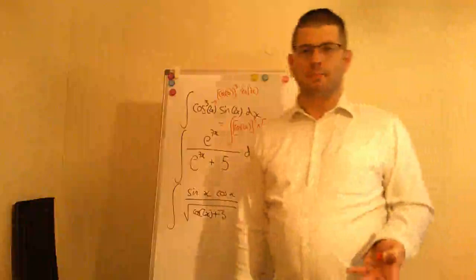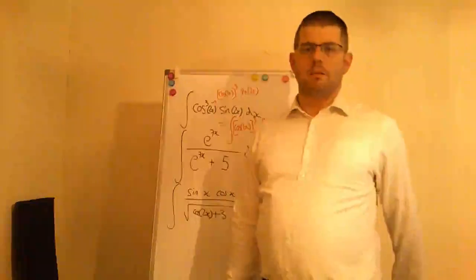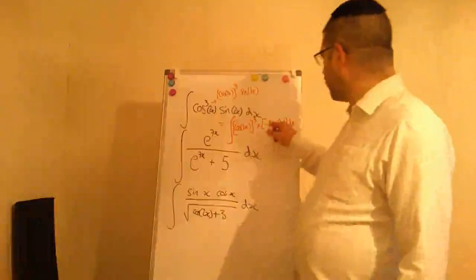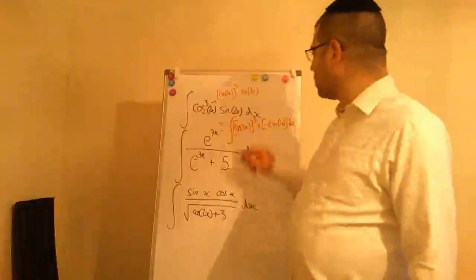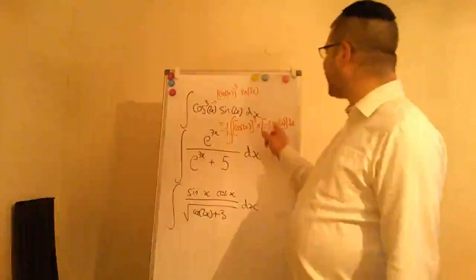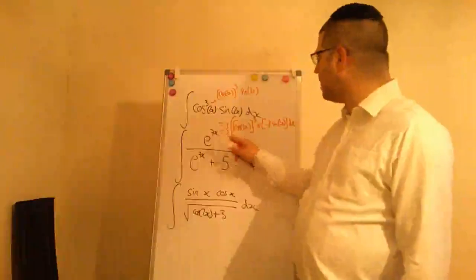Now I've created the minus 2. So how do I undo my creation of that minus 2? To get rid of the minus, I must have a minus there. To get rid of the 2, I must have a half. Just be careful you go the right way round. You don't take out minus 2. You take out minus a half.